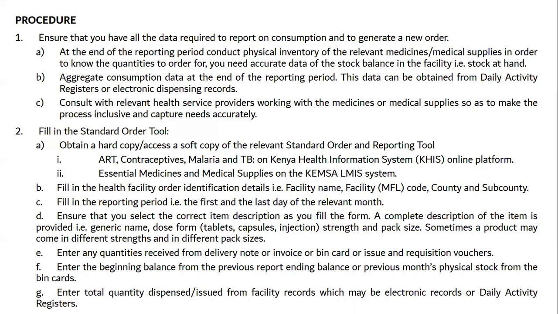So you enter any quantities received, from delivery notes or invoices, bin cards, or issue or requisition vouchers. Whichever amount you received from your supplier, and if you've received donations, there's a way to record those. You key all those in. Start with the beginning balance from the previous report. So the previous month's closing balance automatically becomes the current month's beginning balance. Okay?